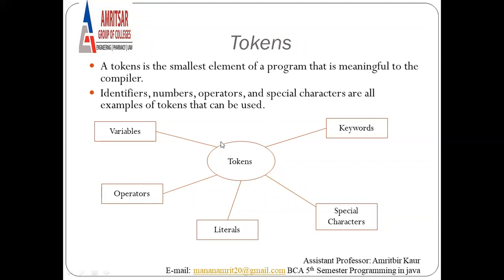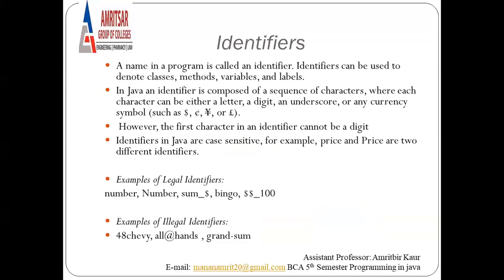So tokens can be classified in various categories like variables, operators, literals, special characters, keywords. Now we will discuss these terms one by one. Firstly, we have identifiers. A name in a program is called an identifier. An identifier can be used to denote classes, methods, variables, and labels. In simple words, a name in a program is called an identifier. For example, we have an identifier A. We can use it for a variable name. Any function name is also an identifier.